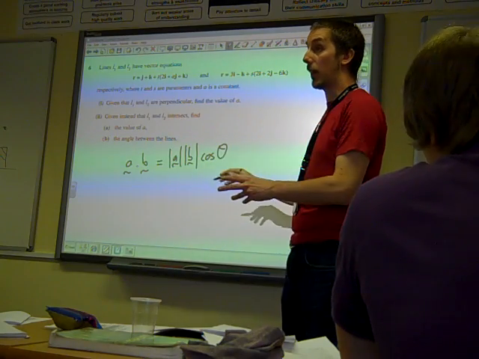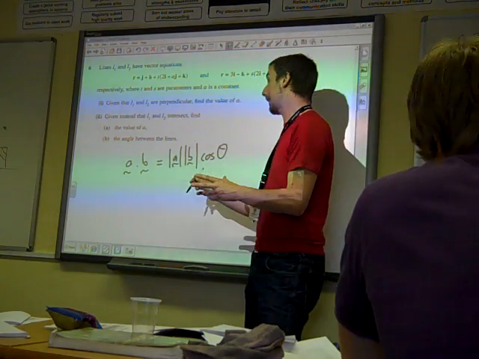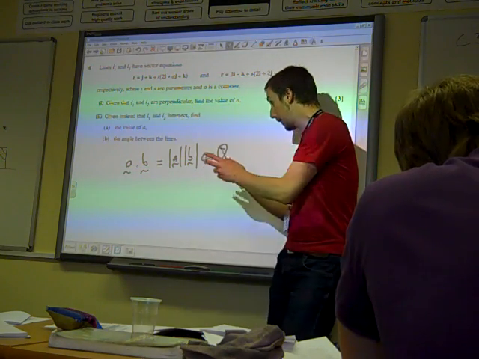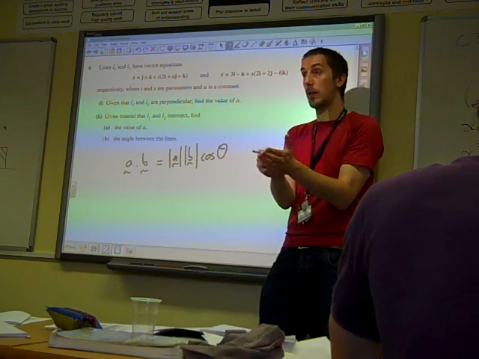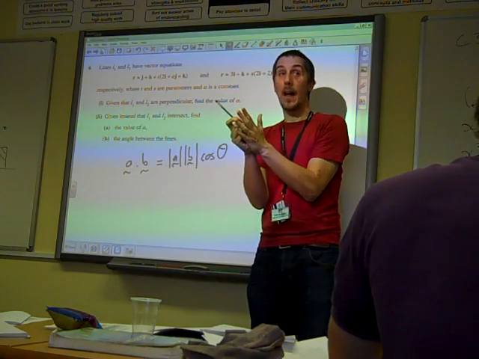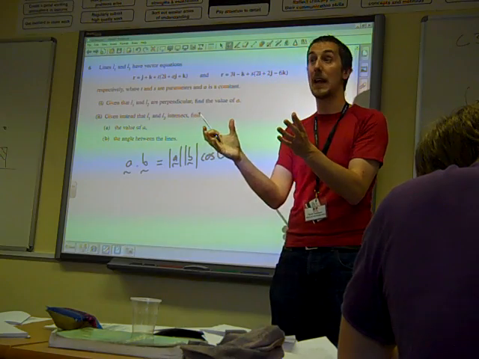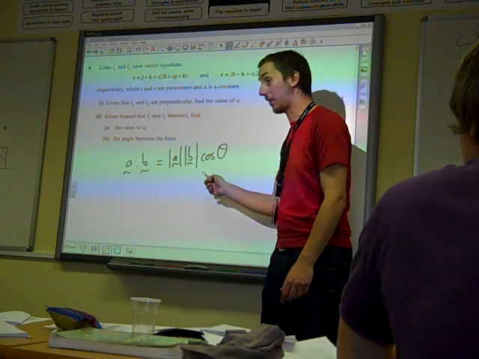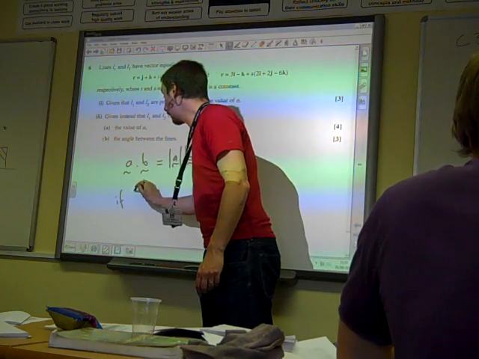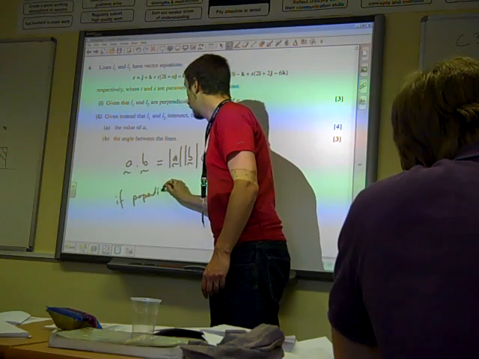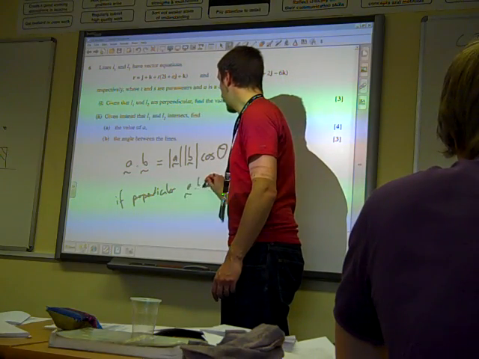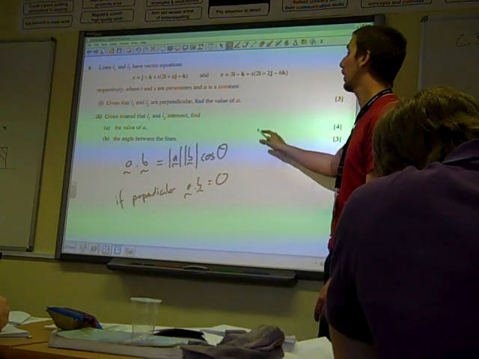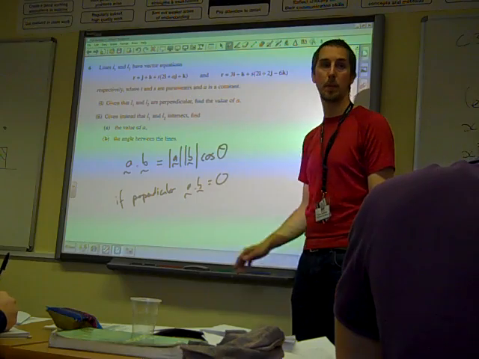We can leave it like that for now. Given that they're perpendicular, the angle theta is 90 degrees, pi by 2 radians. And the cosine of 90, or the cosine of pi by 2, is 0. So all of that's 0. So if they're perpendicular, then their dot product, a dot b, is equal to 0.